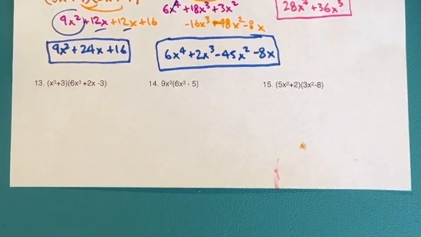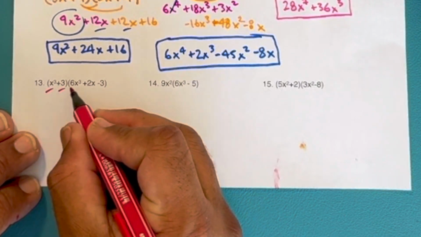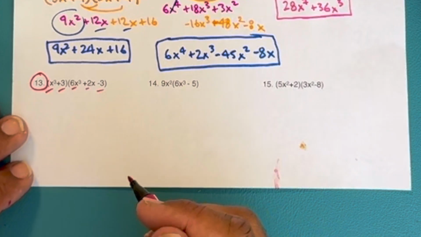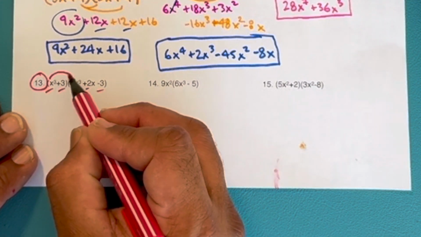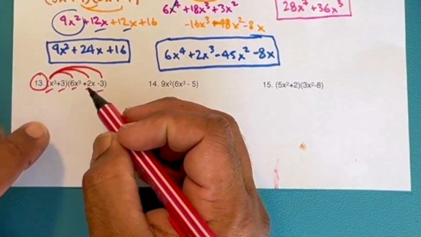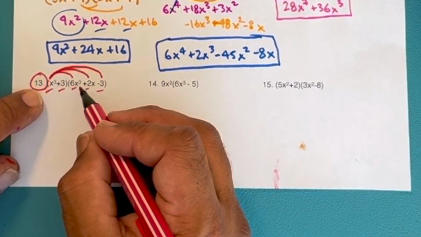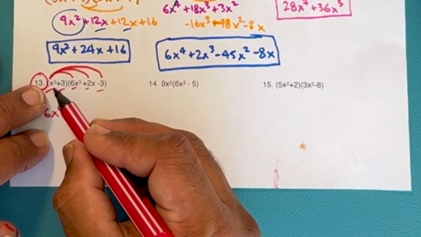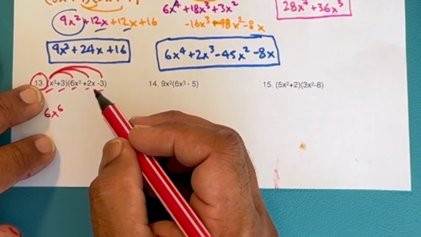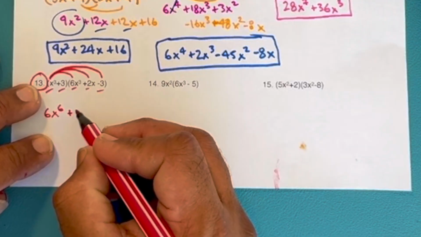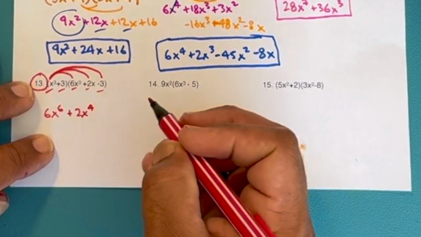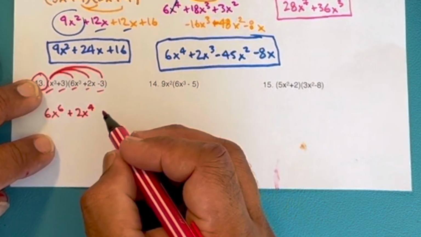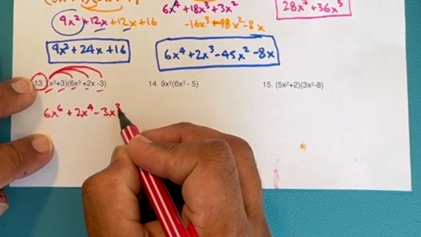Ooh, doozy. 1, 2, 3, 4, 5. Red alert. So let's go distribute this times this times this times this. So x to the third times 6x to the third is 6x to the sixth. X to the third times 2x is a positive 2x to the fourth. Then x to the third times negative 3 is negative 3x to the third.